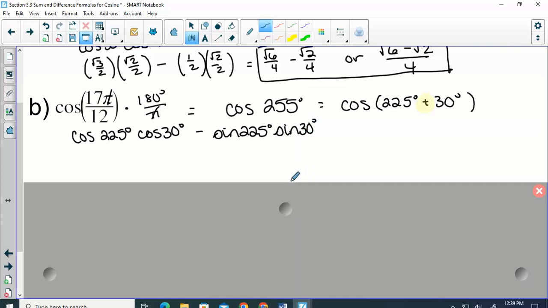Alright, 225. What two pieces of information do I need to think about? Quadrant and your reference. What quadrant is 225 in? Third, fourth. It's between 180 and 270, so that's quadrant 3. Reference angle, 225 minus 180 is 45. So, in quadrant 3, is cosine positive or negative? Okay, what's the cosine of 45?